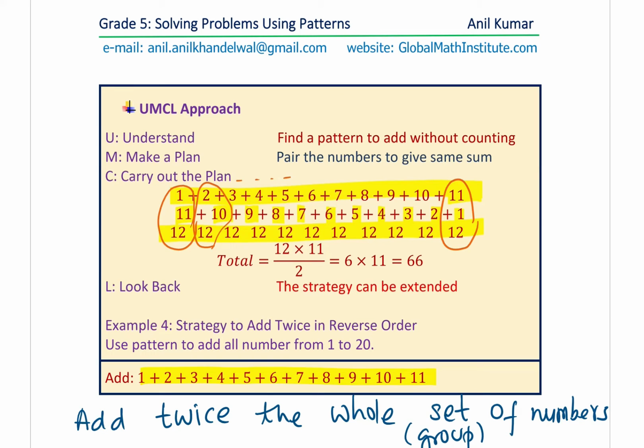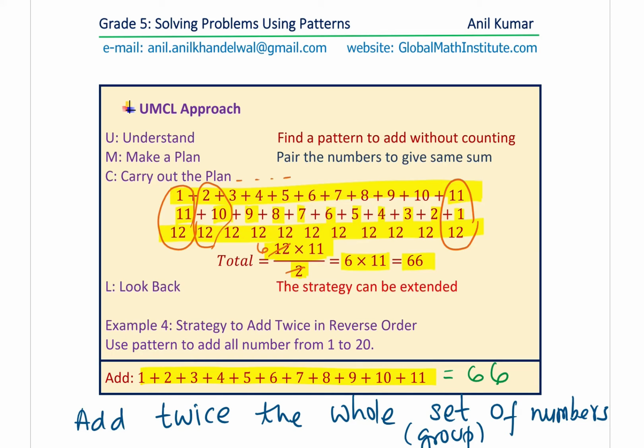So we added the whole series twice. Therefore, the sum is 12 times 11. Since we had two series, we'll divide by 2. Now, it's always easier to first divide and then multiply. 2 goes into 12 6 times. So we get 6 times 11 as our answer, which is 66. So the sum of this series is equal to 66. Do you see how adding twice was faster than adding once? Surprisingly, right? So that is always there if you have a strategy in mind.